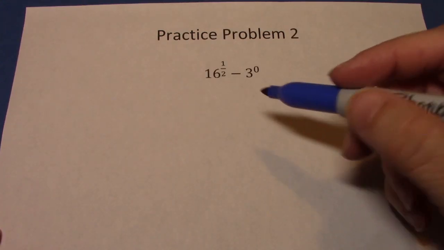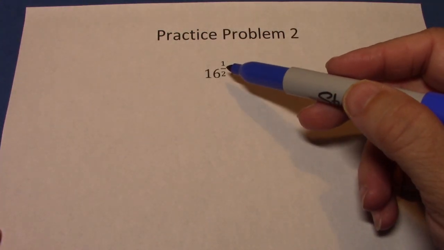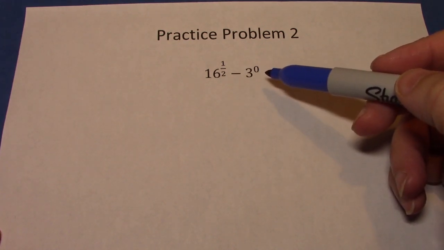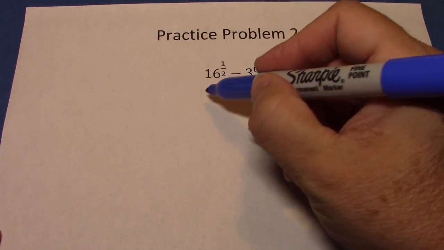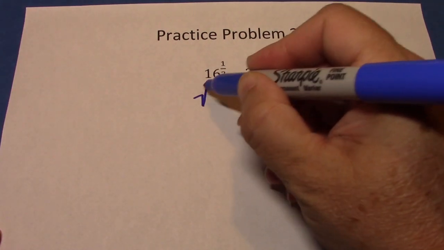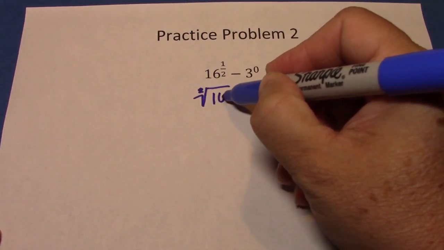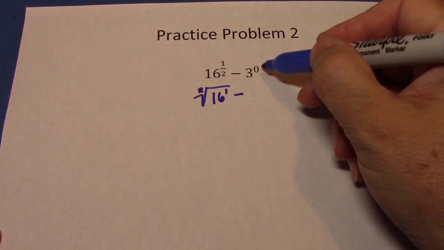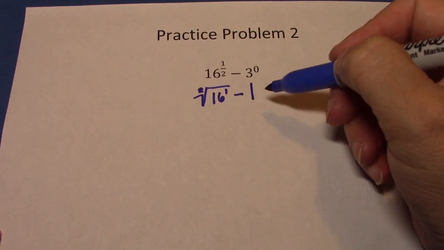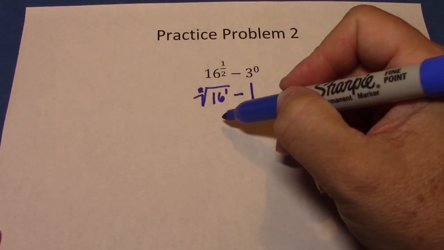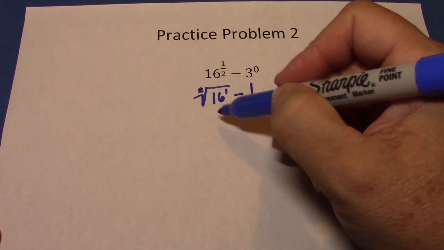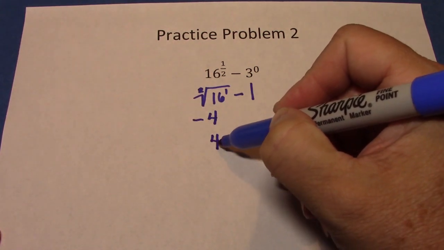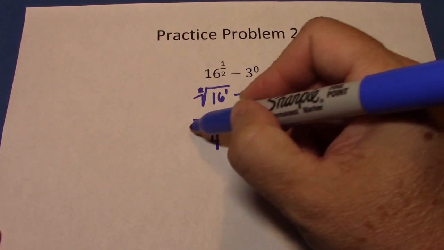Problem number 2. 16 to the 1/2 power minus 3 to the 0 power. Well, first of all, 16 to the 1/2 power is the same thing as the square root of 16 to the first power. And anything to the 0 power is 1. So the square root of 16, there are actually two of them, right? There's -4 and +4. So we're going to have two answers.